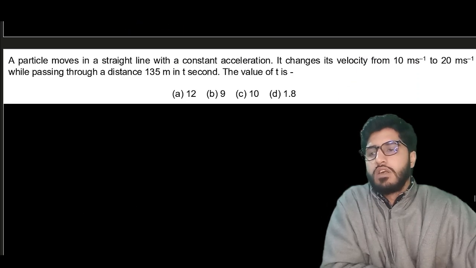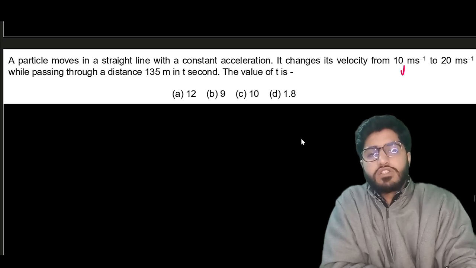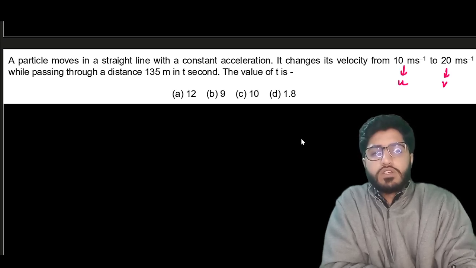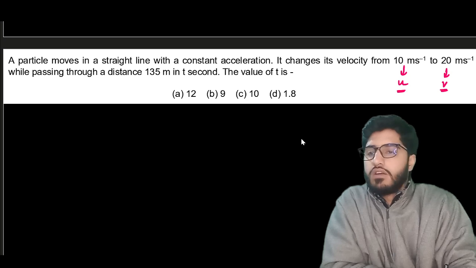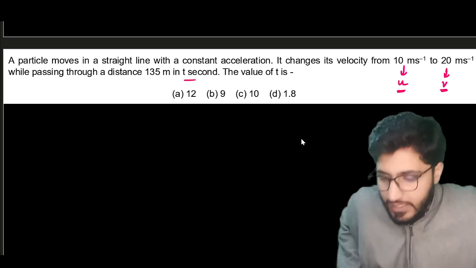Next numerical, a particle moves in a straight line with a constant acceleration. It changes its velocity from 10 meter per second to 20 meter per second while passing through a distance of 135 meter in time t. We have to find out the value of t. Okay, initial velocity is given to us, final velocity is given to us. What I need to find? Time t, right?